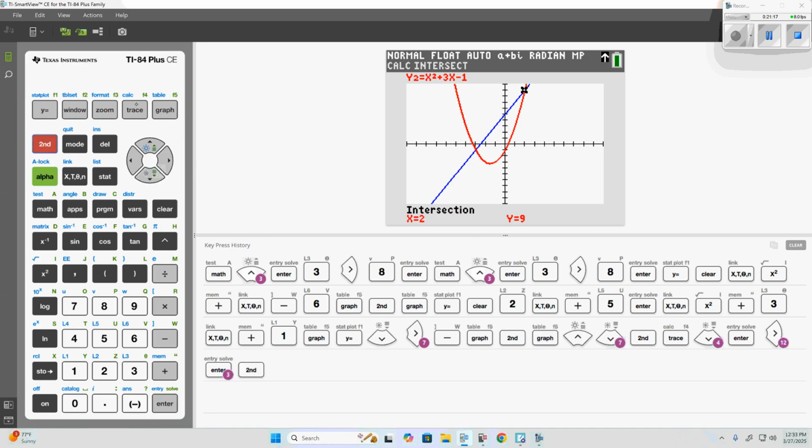Now we can do it again. Second trace intersection. But this time, we're going to move it over here so it's close to the other intersection. So I hit enter for the first one. If you notice, the second curve, it moved that X over close to it. Enter one more time, and it tells us the intersection is -3, -1. And that's it.